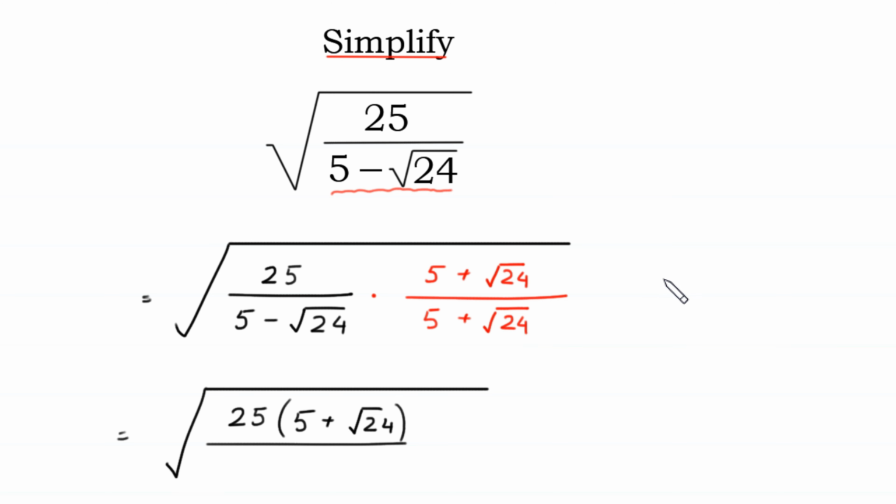According to this algebraic identity, a minus b times a plus b is equal to a squared minus b squared. So 5 minus square root of 24 times 5 plus square root of 24 is equal to 5 squared minus square root of 24 squared.